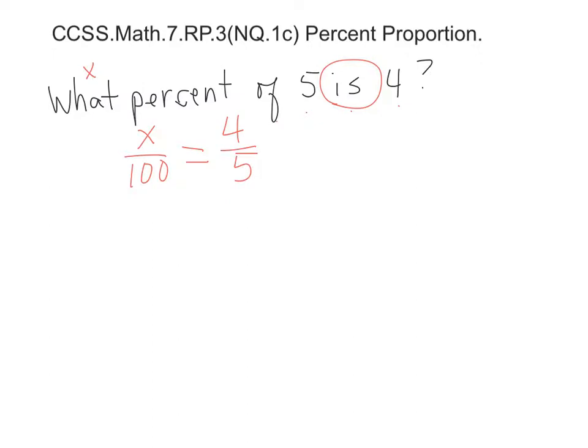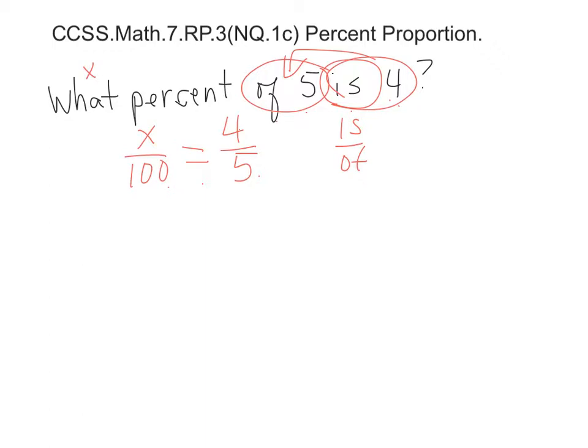so this is what we usually call the is/of. So the is is 4, the of is 5. So the is goes up on the numerator, and the of 5 goes down below as the denominator. So this is a little bit tricky. We'll be working on this in class, but let's go through this. And so then you would solve it like that. So it's what percent is 4 of 5?